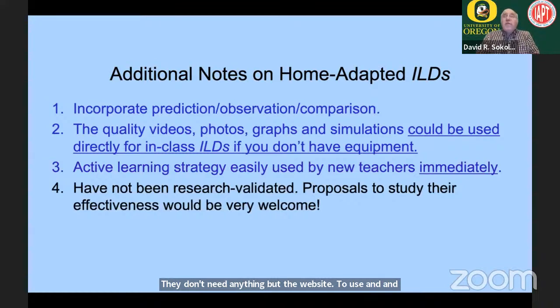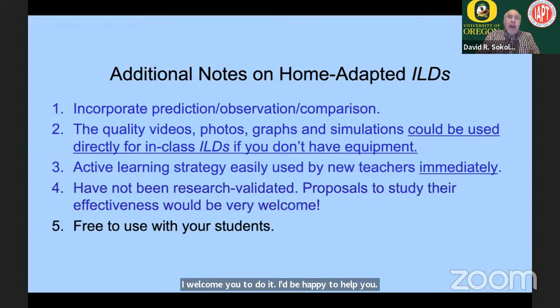I should warn you, they have not been research validated. I had no opportunity to do that. But if you wanted to do a research study with some of them to see whether they are effective or not, I welcome you to do it. I'd be happy to help you do that. And they're free. They're online.